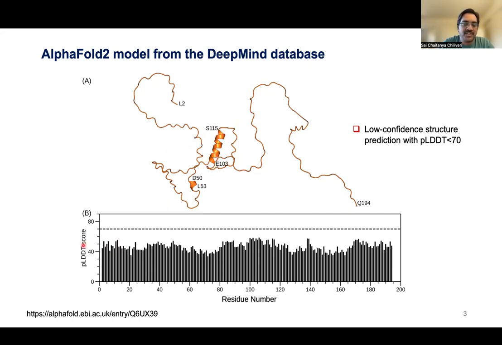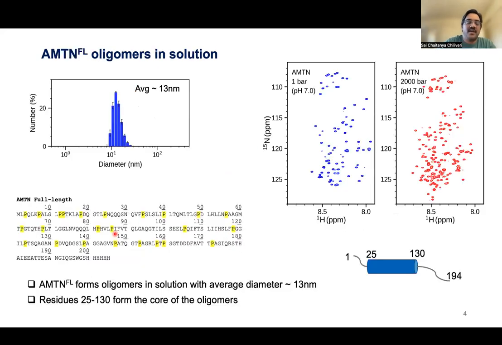The bottom panel shows the pLDDT score for this protein, which has a scale of 0 to 100, where 100 means more confidence in the structure prediction. According to the AlphaFold program, a score of about 70% suggests a high confidence structure. However, as you can see, all the residues have a pLDDT score below 50, suggesting that this is a very low confidence structure generated by the AlphaFold model.